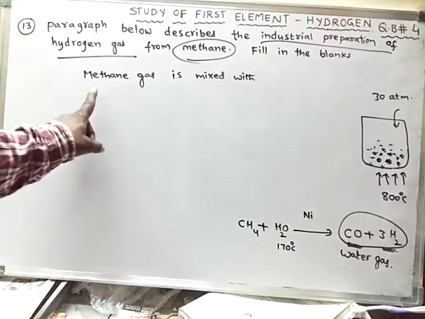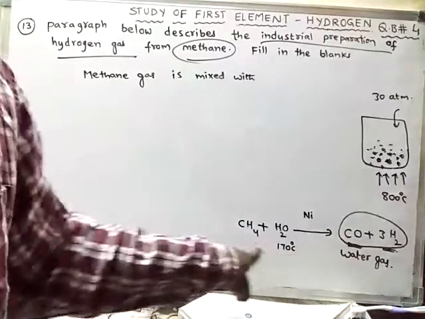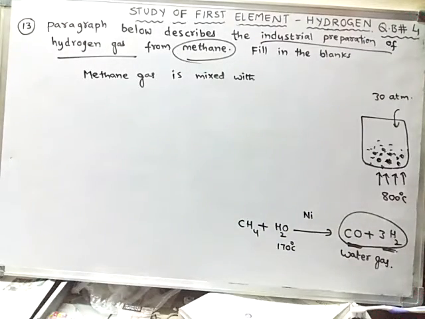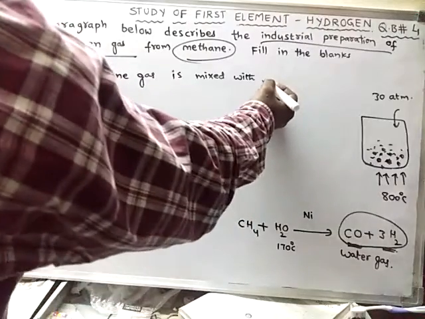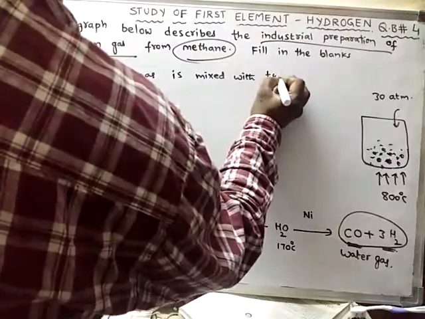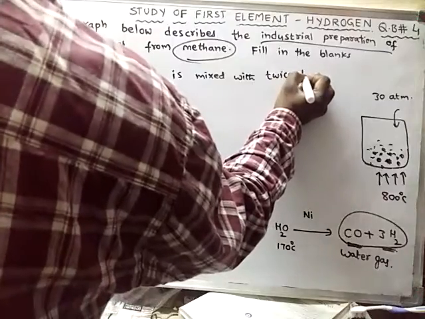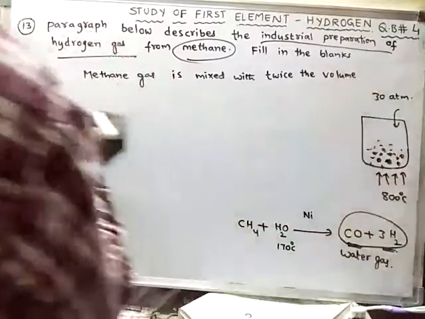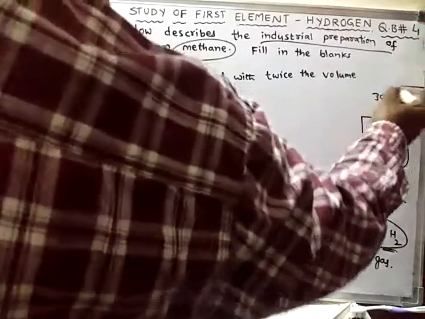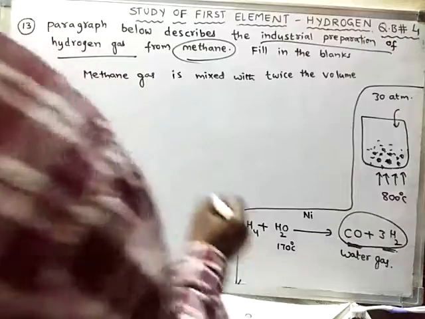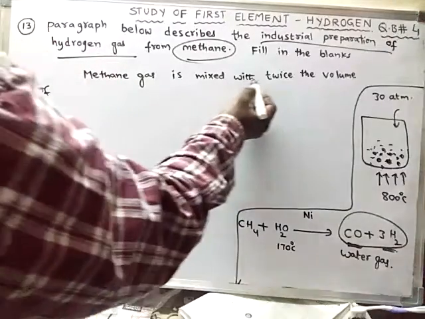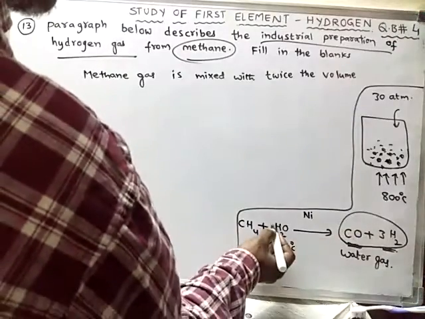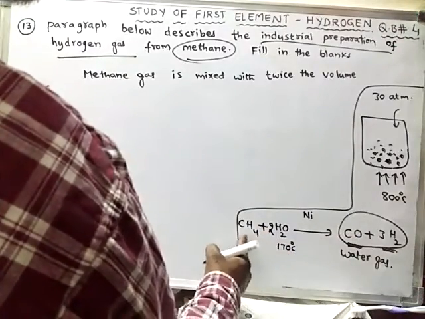Now this paragraph is related to this portion, so we will learn about this paragraph. Methane gas is mixed with twice the volume of... okay, so this is the diagram part. The methane gas is mixed with twice the volume of... see here, how much should it be?